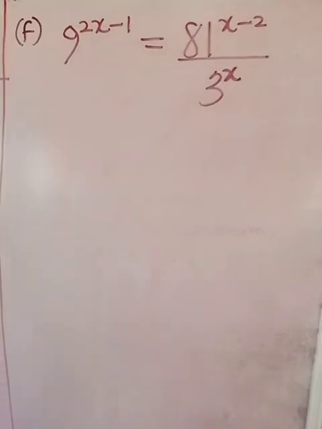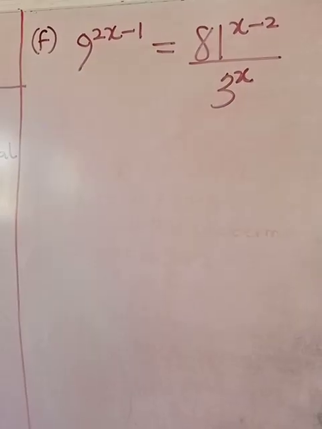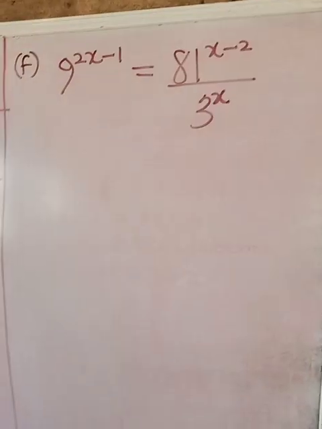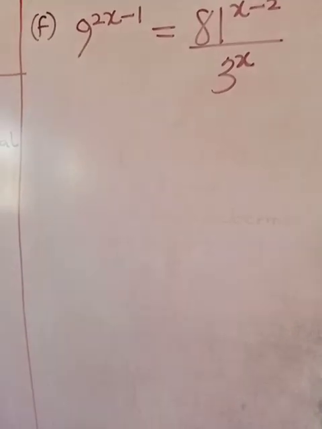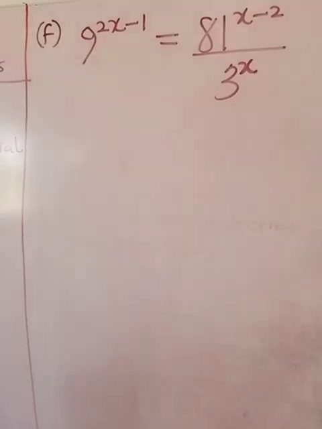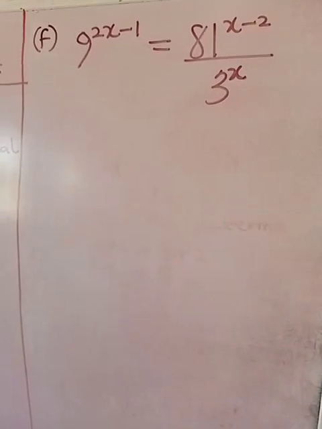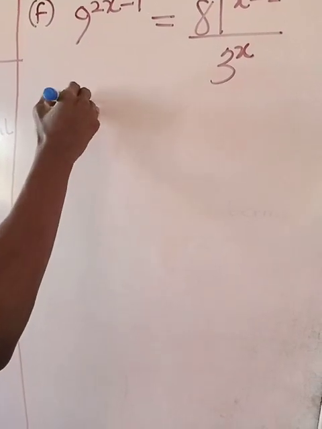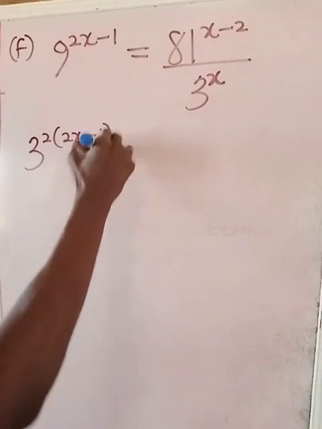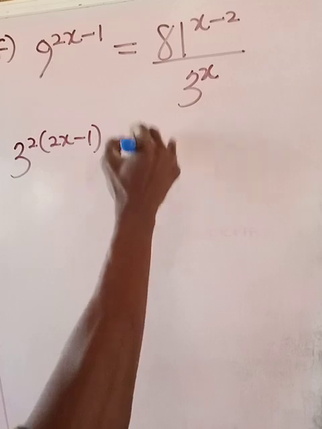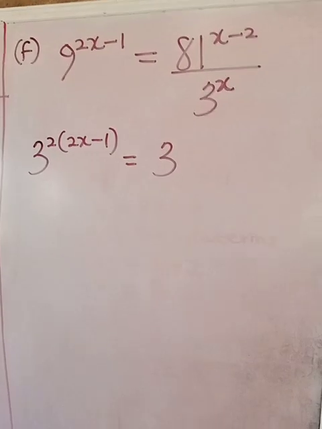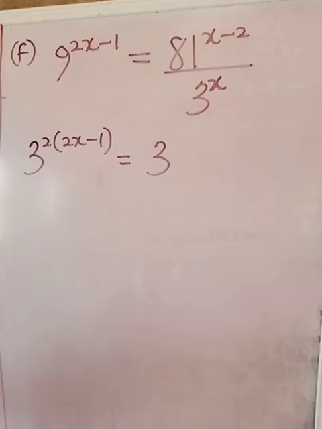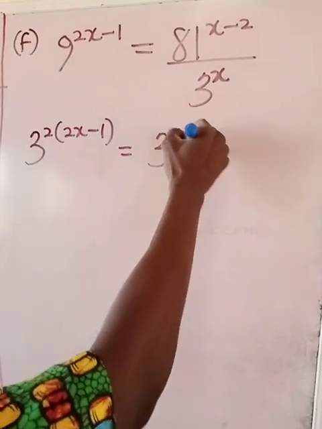The last question here, that's 9 raised to power 2x minus 1 equals 81 raised to power x minus 2 divided by 3 raised to power x. Alright, you still find a common base for all of them. Then you proceed. This is 3 raised to power 2, bracket 2x minus 1, equals 81, and 81 is 3 raised to power 4, because 81 is 9 times 9 and 9 is 3 raised to power 2. That means 81 is 3 raised to power 4.